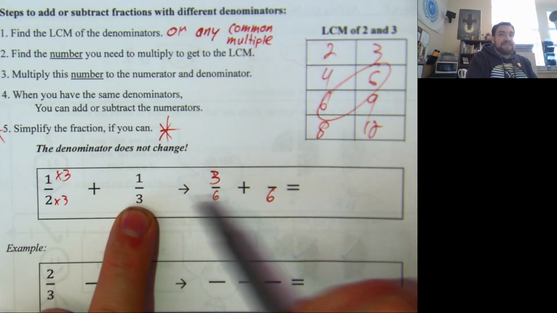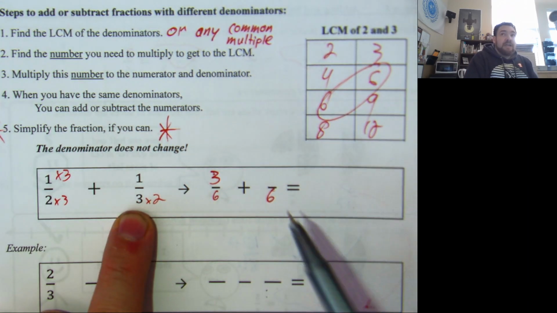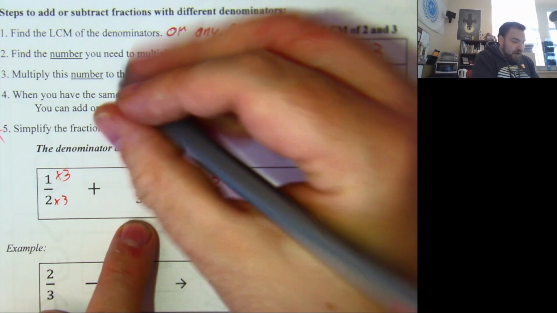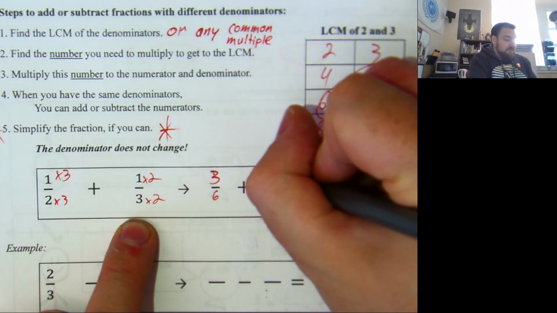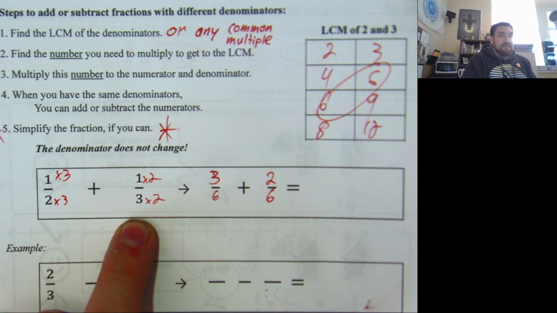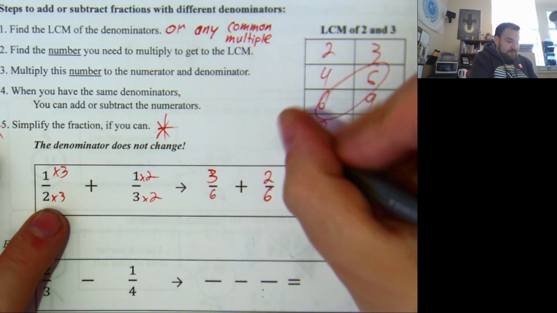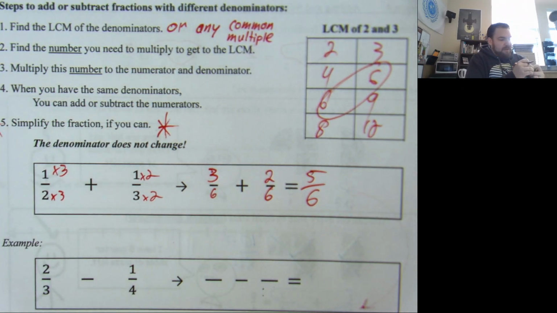To go from 3 to 6, 3 times 2 is 6. You can also look at your chart. It's the second number in the chart, so 3 times 2 gets you there. And whatever we do to the bottom, we have to do to the top. What's 1 times 2? Anything times 1 is itself. And now we add. 3 plus 2 is? And what kind of object? Well, we have sixths. So this is going to become 5 over 6.